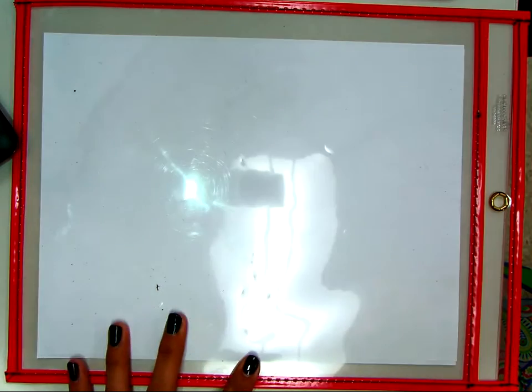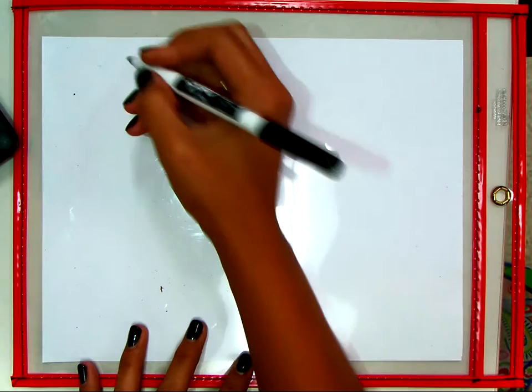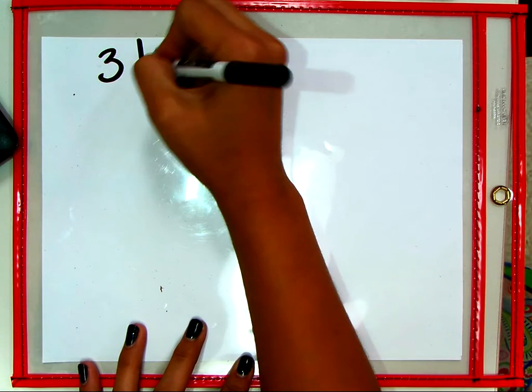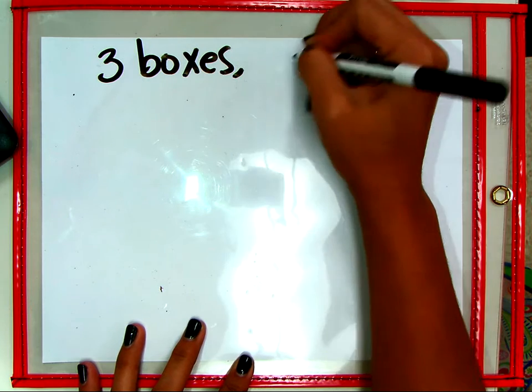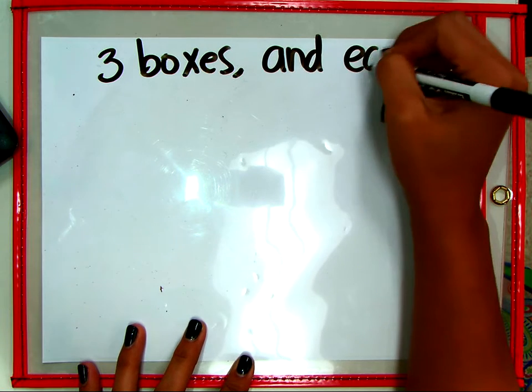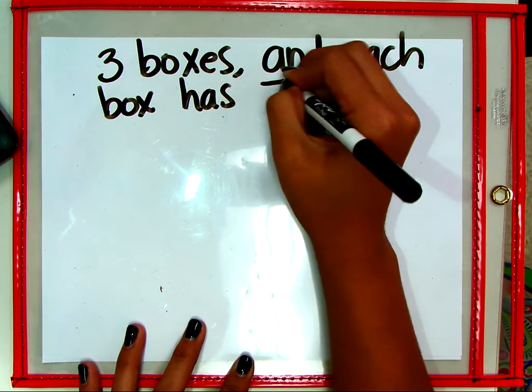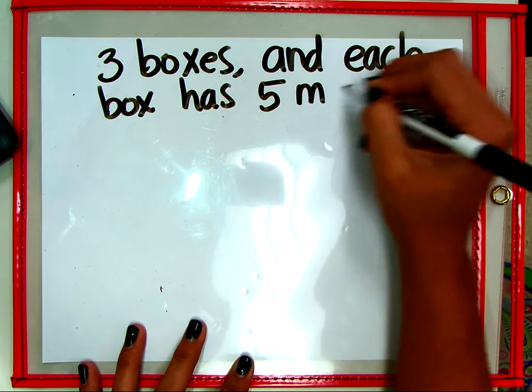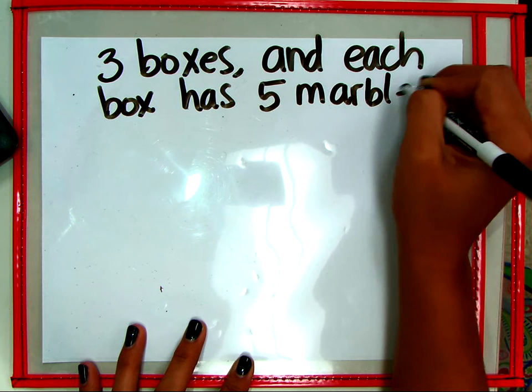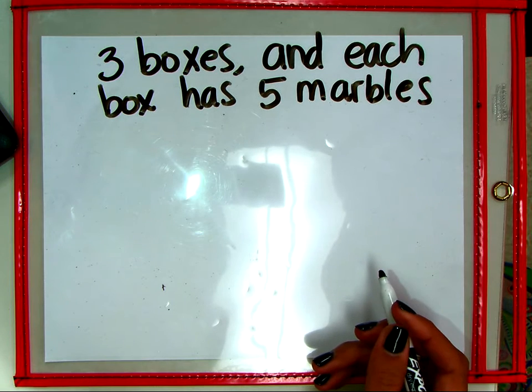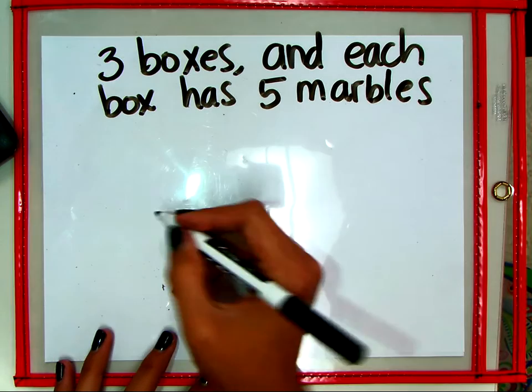I'm going to start off with a simple multiplication story. I'm going to say that I had 3 boxes, and each box has 5 marbles. I'm going to look at first the way I can show that as a multiplication sentence.